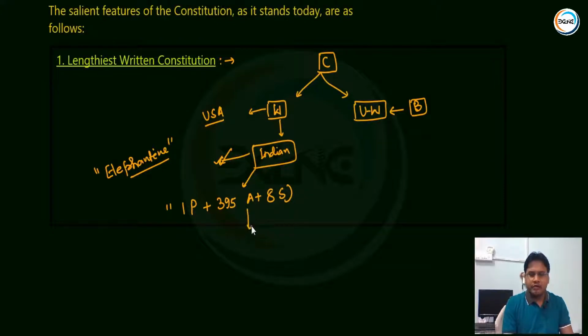Now currently, according to 2013 data, there is 1 preamble, there are 465 articles, and simultaneously there are a total of 12 schedules. So ये बहुत ही bulky document है. Why? Number of factors responsible. British legacy, because the structural part of the constitution is taken from the Government of India Act 1935, जो already एक bigger document था.